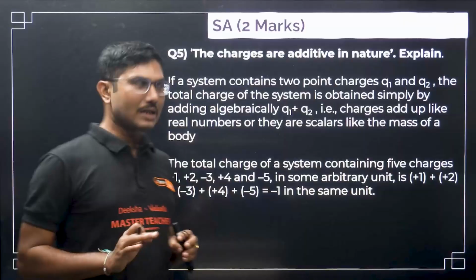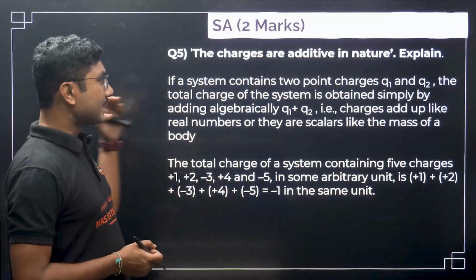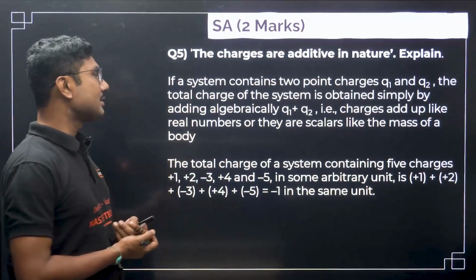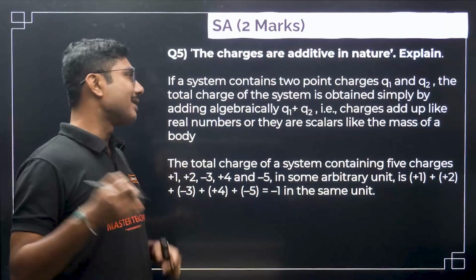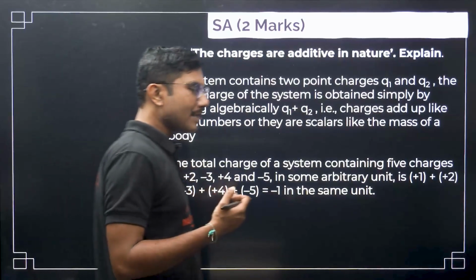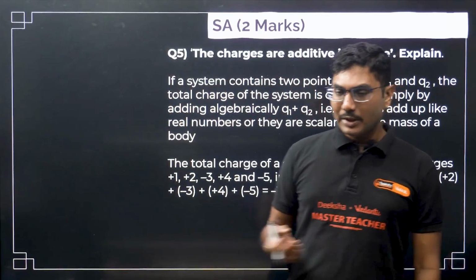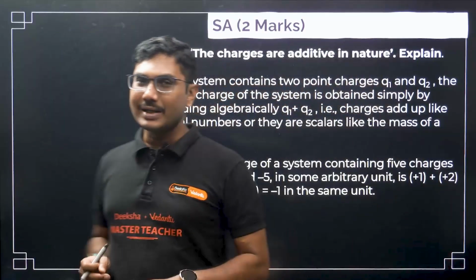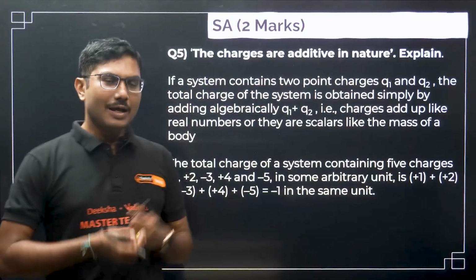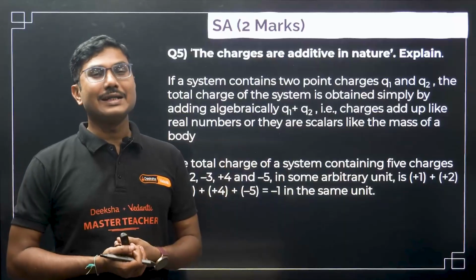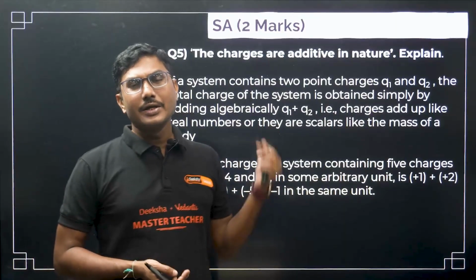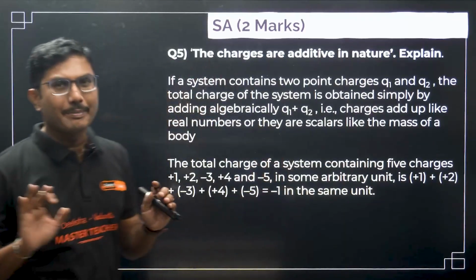That means it's a scalar quantity. Charges add up like real numbers, or they are scalars like the mass of a body. So charges are basically a scalar quantity. For example, if you add 1 kg with another 1 kg, you get 2 kg, right? The difference is that mass is always positive, charge can be negative as well. That is the basic difference.